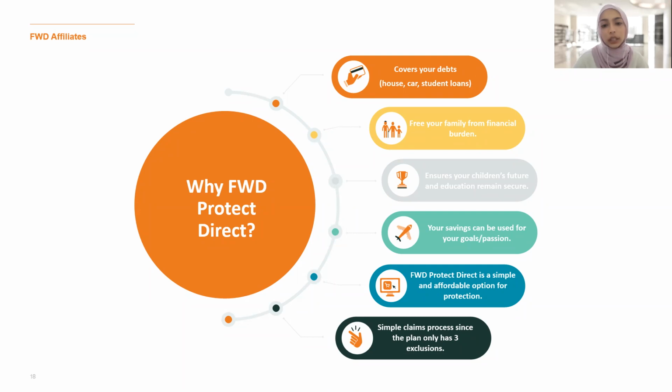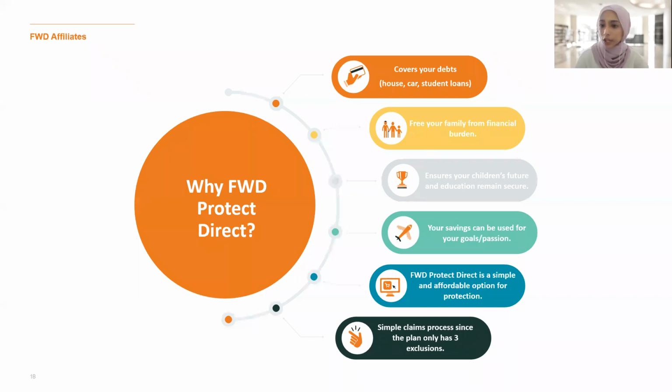And more importantly, your savings can be used for your goals and passion. What I mean here is that sometimes when we are saving for a rainy day, we always have to decide between saving for rainy days or saving for something we want to do in the future. So when you have a protection plan like Protect Direct, which is quite affordable also, you can just pay that monthly contribution and know that if anything happens to you, your family stays secure. You already have your security for the rainy days, so whatever savings you do aside from that can be used for your own goals, your own passions, your own bucket lists.